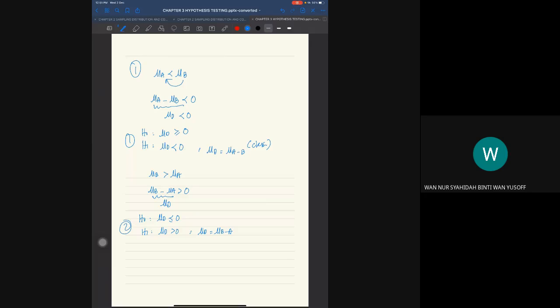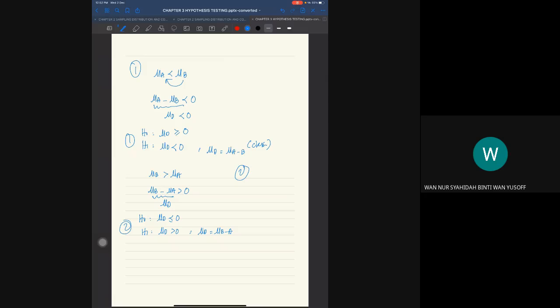It doesn't matter which hypothesis you use, the decision in step 4 and also the conclusion must be similar to each other. Both must either reject or not reject H0, and then you conclude the same thing. The difference is only in step 1, step 2, and step 3. Let's look at step 2.